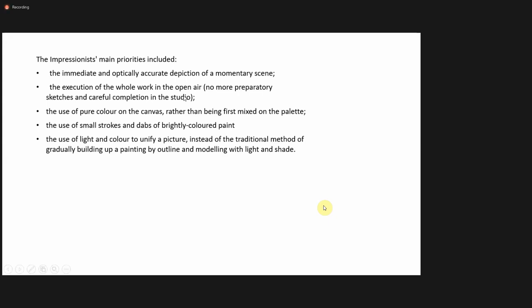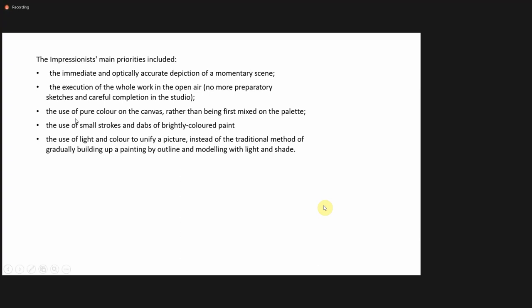The execution of the whole work in the open air. No more preparatory sketches and careful completion in the studio. The previous realistic paintings were done in studios. Even we saw the sketches of Leonardo da Vinci and Raphael. Before the paintings, they had done so many studies on anatomy, the figures, the gestures. But here, no more sketches, no more careful completions over long hours and days in studios; in the open air, they quickly did the paintings.